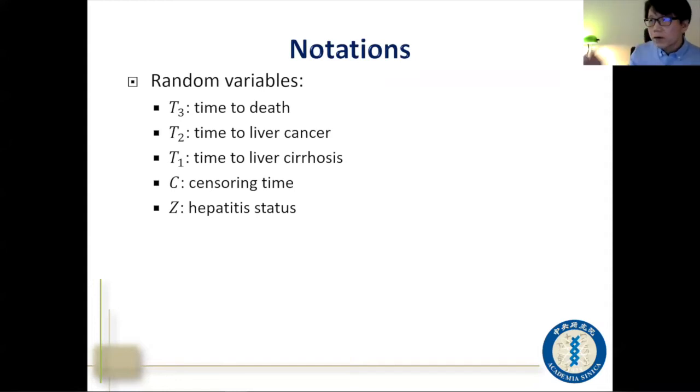So far I have used graphs to help visualize the four path-specific effects. Next, I would like to provide a more formal definition with notation. Before I do that, let me start with the random variables of interest. T3 is time to death, T2 is time to liver cancer, and T1 is time to liver cirrhosis. C is censoring time, and Z is the hepatitis status.